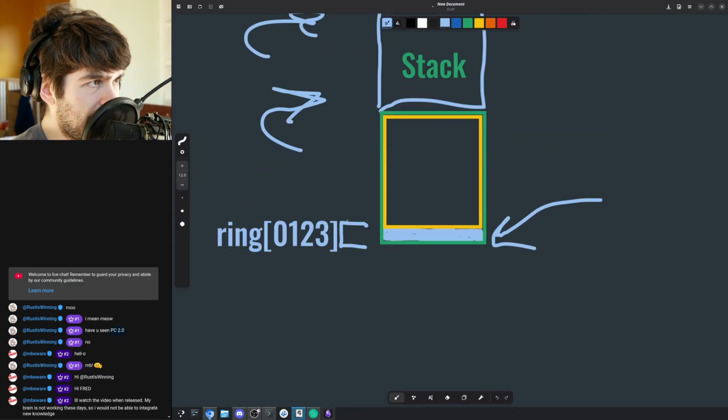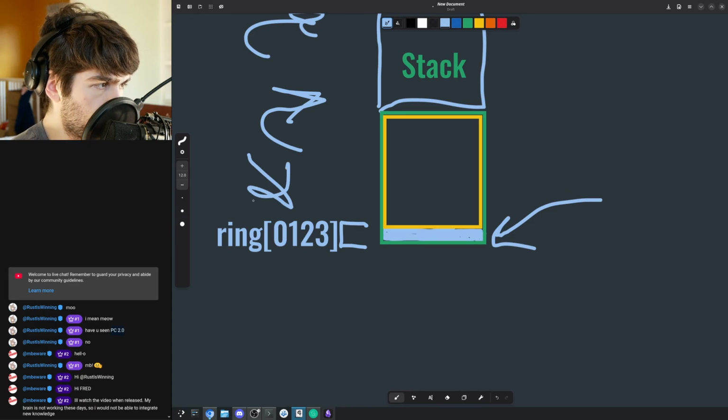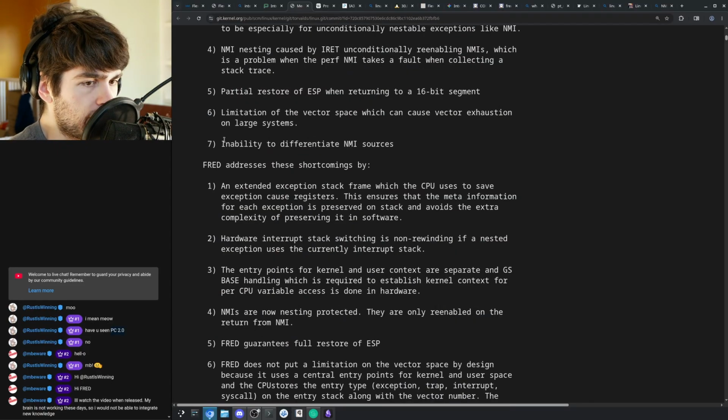relieve that by adding some data onto the stack that the CPU can actually trust, in order to tell the ring level. That's the TLDR for my knowledge right now. I don't know anything else.